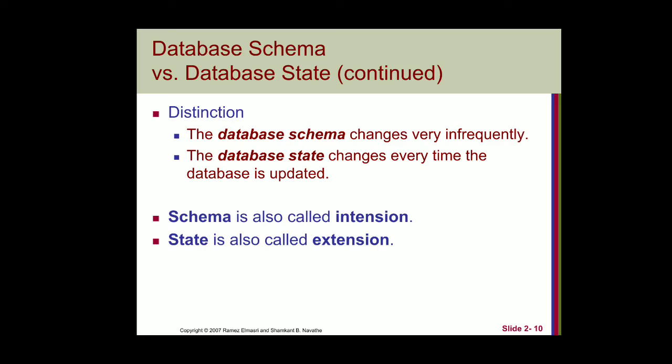The database schema changes when we want to remove some attribute, or add some attribute, or rename an attribute. In these scenarios, the database schema changes. But the database state changes when we update the values, and apart from that, when we insert a new row, or when we delete a particular row. At this instant of time, the database state changes. And then, schema is also called intension, right? So another name for schema is intension, and state is also called extension.